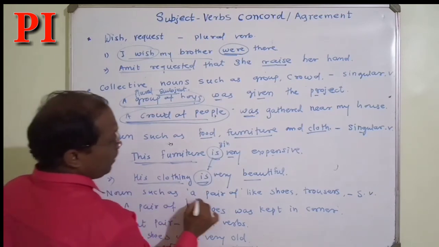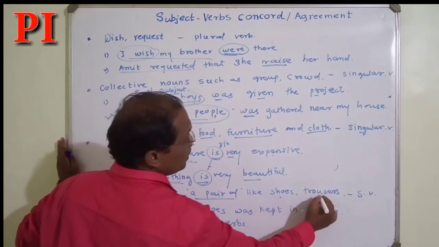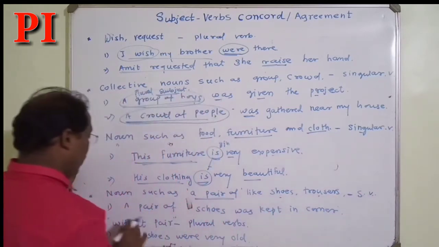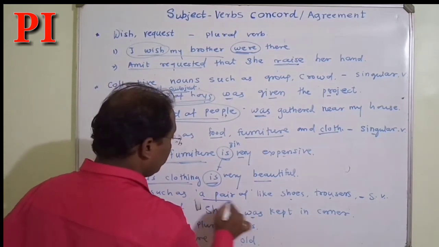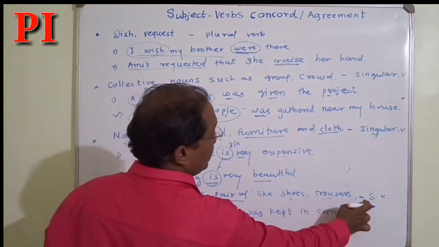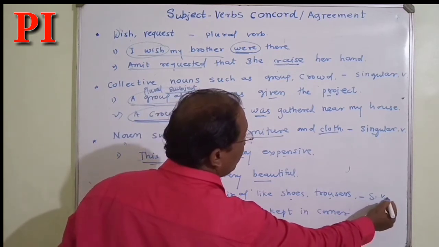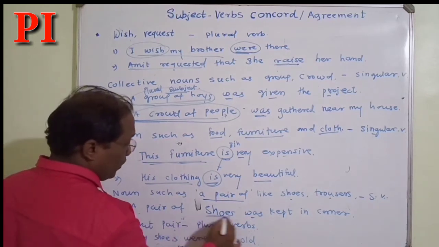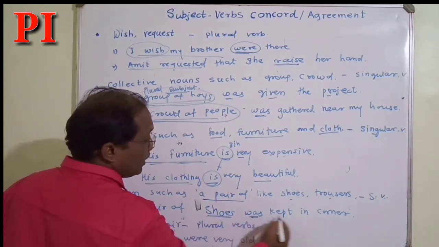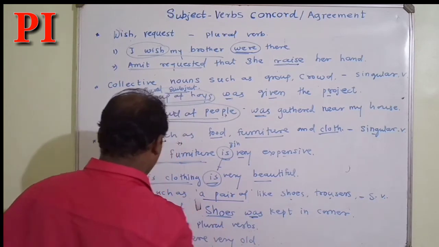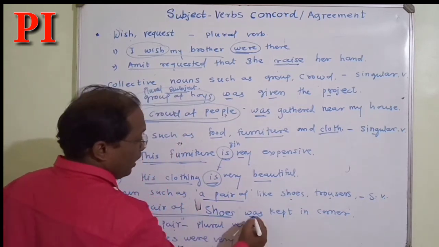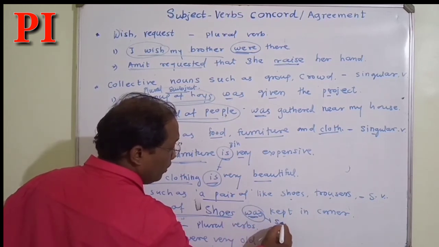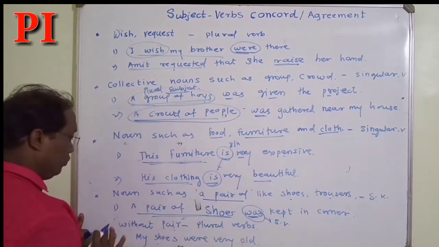Nouns such as "a pair of", like shoes, trousers, etc. At that time, use a singular verb. Now see here, "A pair of shoes was kept in the corner." Here, "Two pairs of shoes were kept in the corner." At that time, use a singular verb for the pair of shoes.